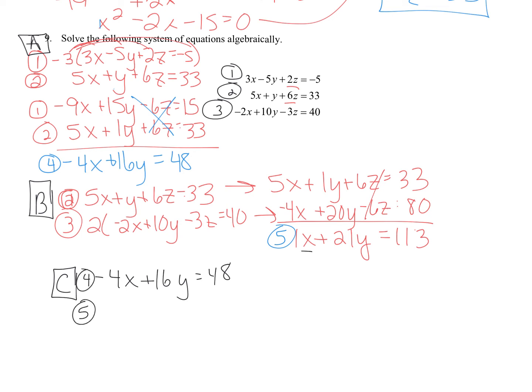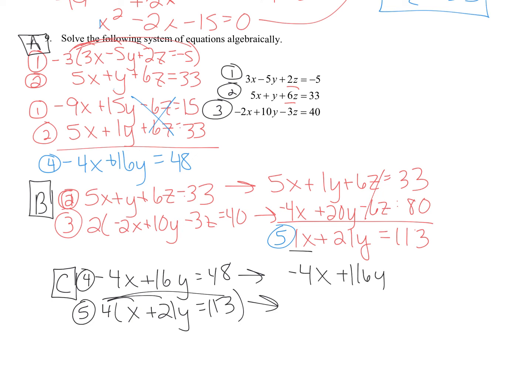I'm going to leave that one as is. Equation 5 has a 1x, so I'm going to multiply it by 4 to create a positive 4x, but I'm not going to write that there, so that it will cancel with the x in equation 4. So we're going to do x plus 21y equals 113. It's going to give me kind of a big number here for the last number, but that's okay. So arrows across, negative 4x plus 16y equals 48, and 4x plus, we got 84y equals 452.